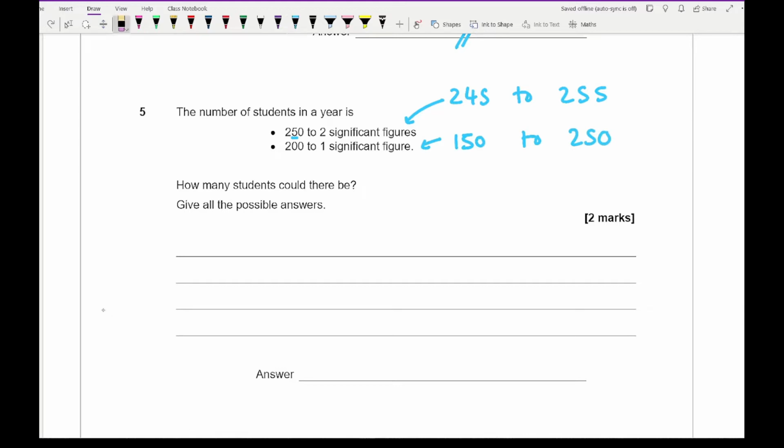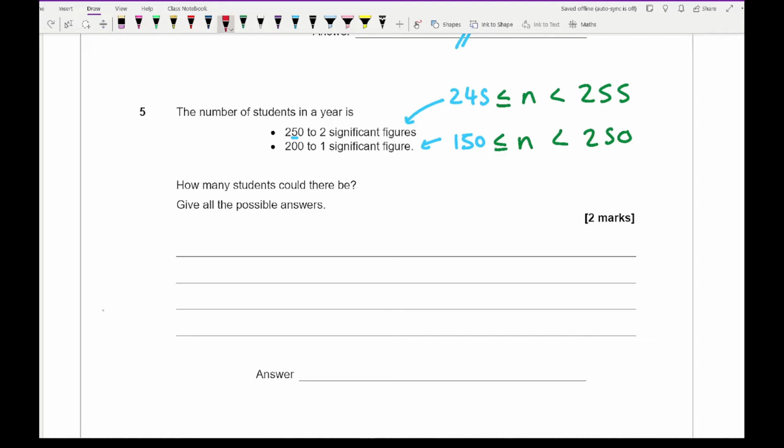Now, really what we should be doing is writing these as inequalities. So let's just do that. So we've got n, and that's going to be less than 255, and then we've got n, and we've got less than 250. So what I'm looking for are numbers that satisfy both of these two inequalities. So a number has got to be between 150 and 250, inclusive of 150, and it's got to be between 245 and 255, inclusive of 245.